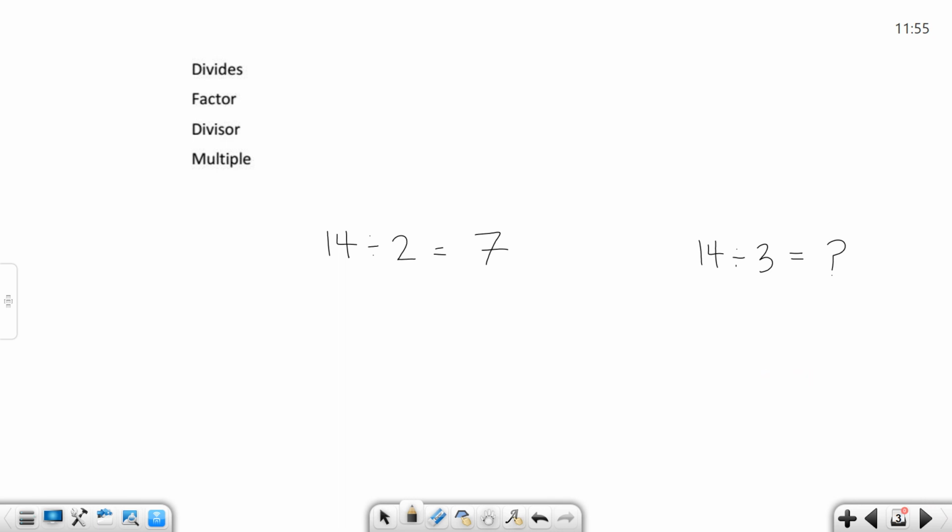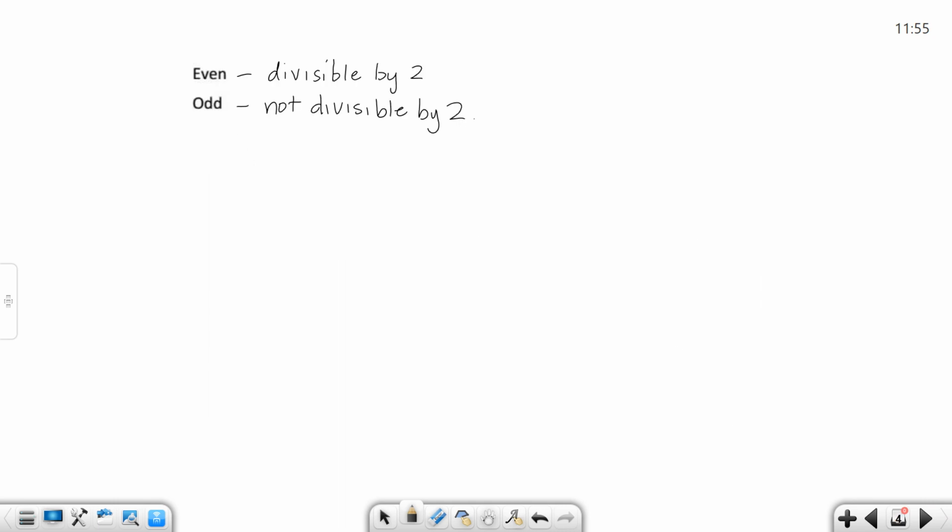Now if I look at this next one, 14 divided by 3, that doesn't go evenly. So if we did try to do it old school, I get a remainder of 2. So in this case, we'd say that 3 does not divide 14, and that's just the language they use here.